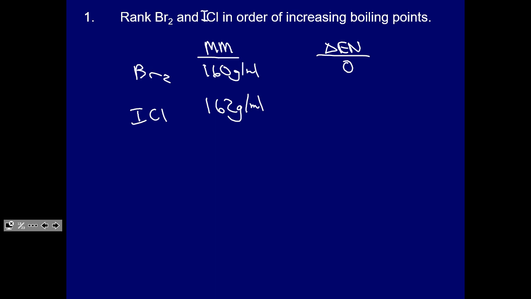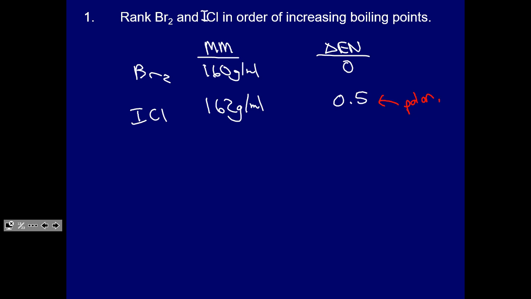And what is it for I and Cl? I'm subtracting the ENs, right? What do you got? 0.5? All right. So that makes this particular bond polar. And therefore, I would say that the ICl, which is even heavier, it's not much though, should have a greater boiling point than the Br2, because this is definitely polar.